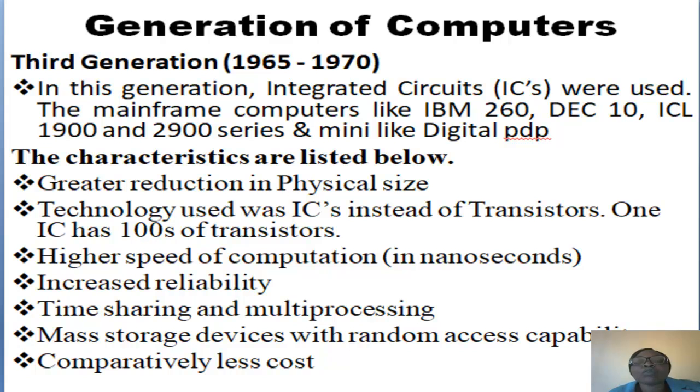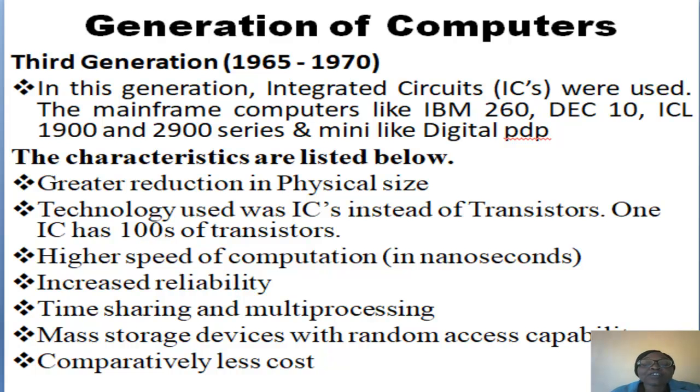The third generation of computers started between 1965 and 1970. In this generation, integrated circuits were used. Mainframe computers like the IBM 360, DEC 10, and the ICL 1900 and 2900 series were developed. The features are that they have really reduced in size compared to the first and second generations. Their physical size has reduced.